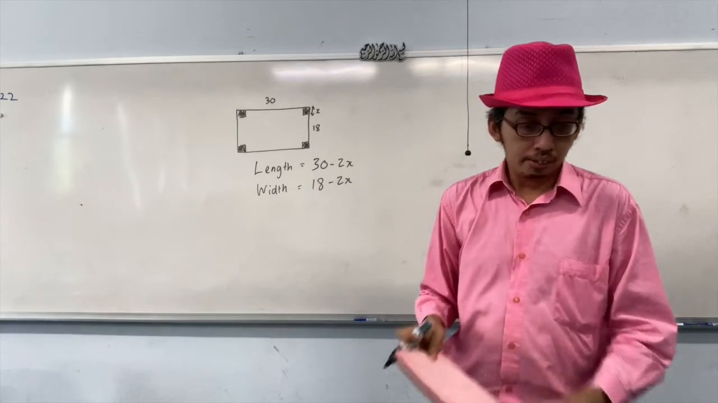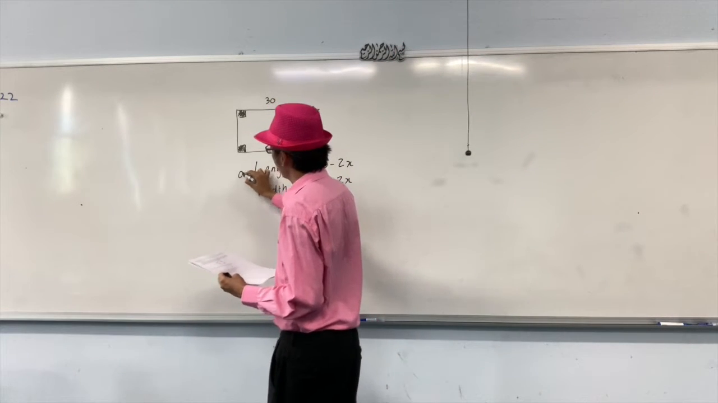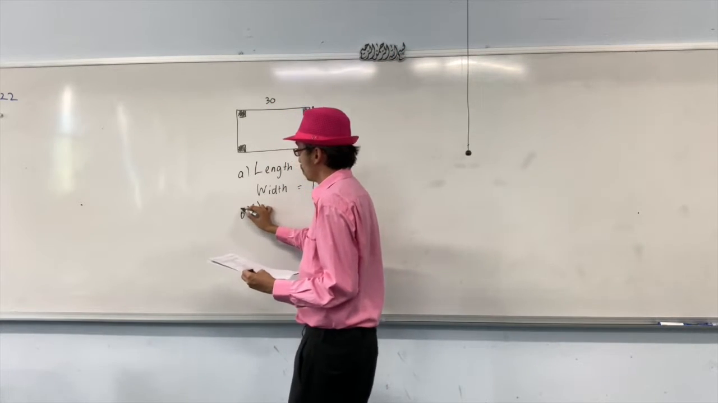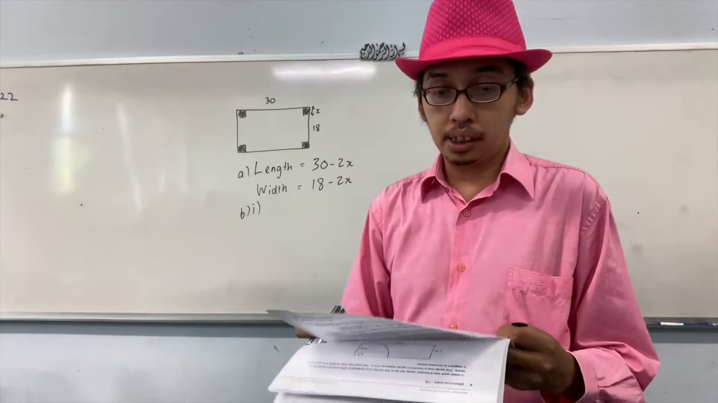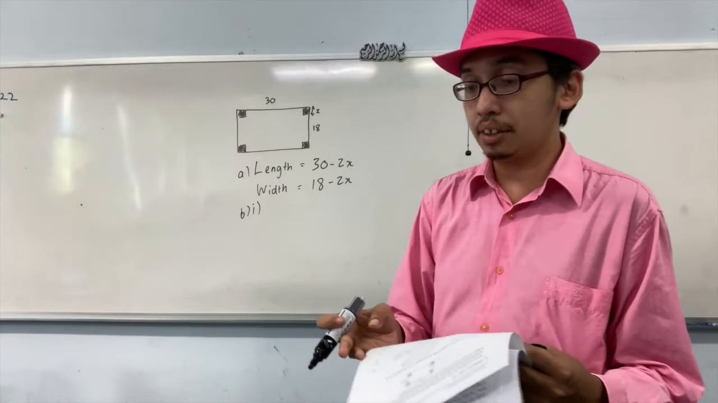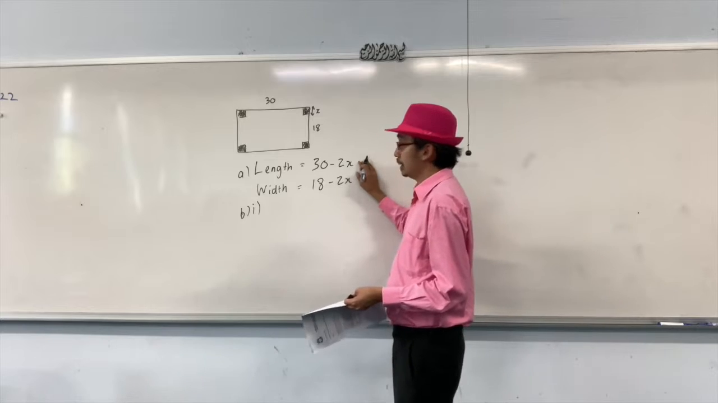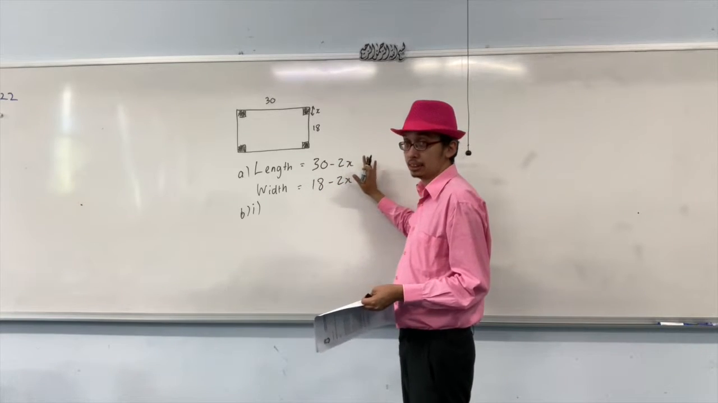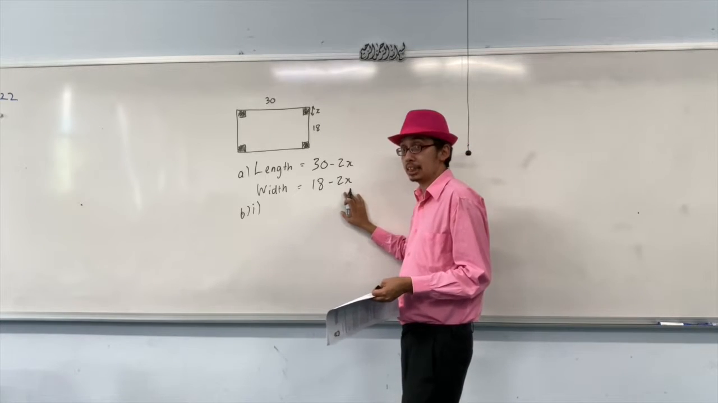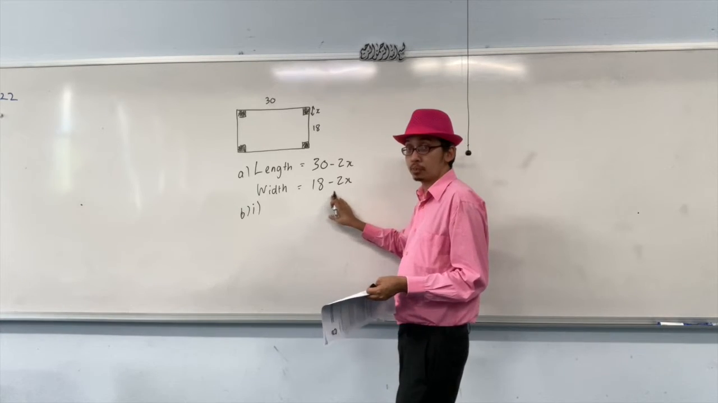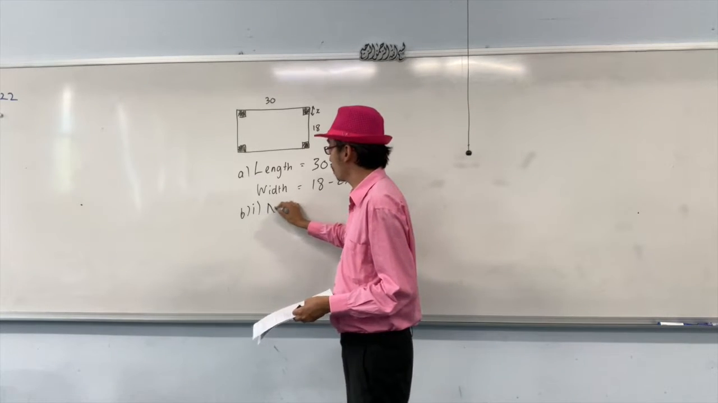Alright, next question, B part 1. State whether x can have a value of 10, and give a reason for your answer. If you plug in 10 over here, 30 minus 20, there's nothing wrong. But when you plug in 10 over here, it's 18 minus 20, which is negative. So there is something wrong. So x cannot be 10, the answer is no.